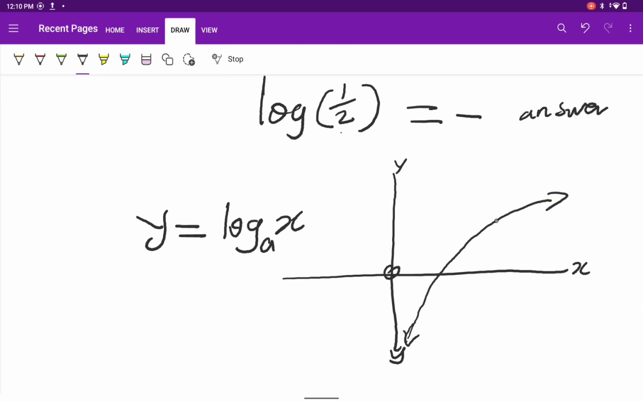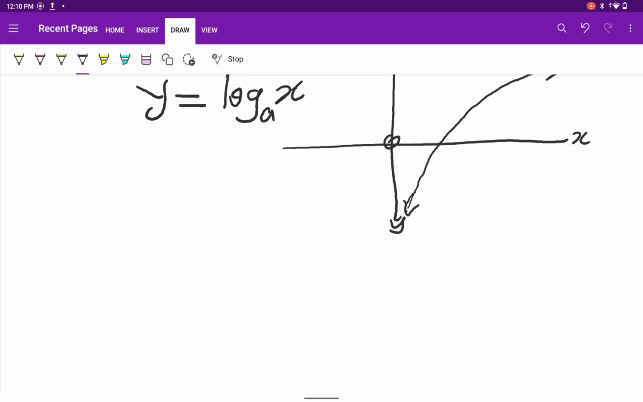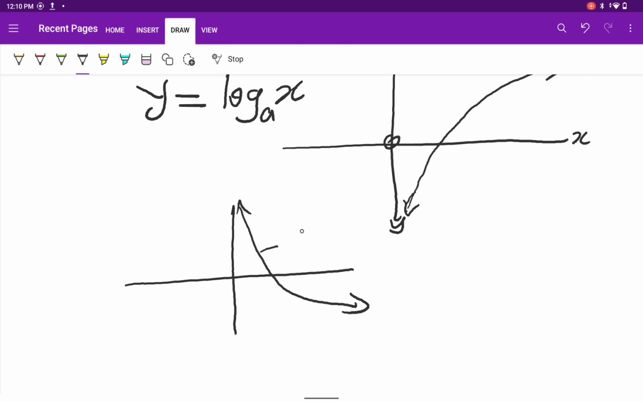Now if it's an increasing function, like this, then it means that the value of a is more than 1. But it can be a decreasing function. If it's a decreasing function like this one, it means that the value of a is between 0 and 1. So it's never 0, it's never 1. So it's between 0 and 1, then the function will decrease.